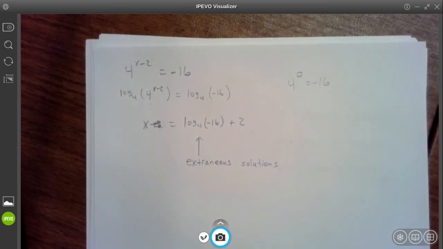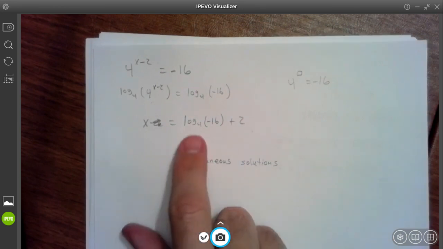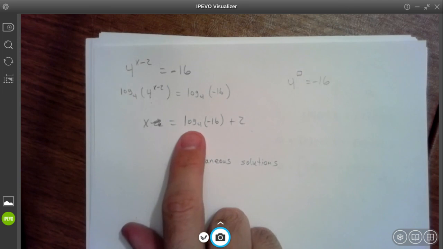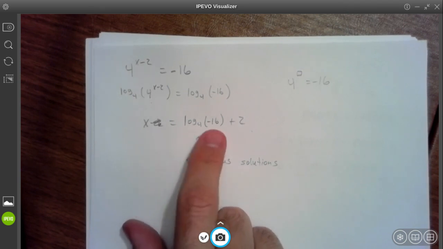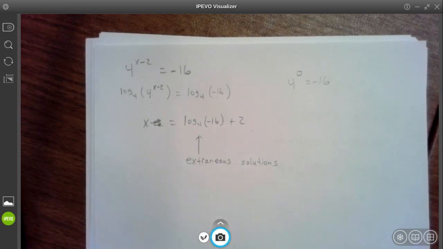Yeah. So sometimes you gotta just keep a good head on your shoulders and remember to look out for stuff like this. You can't take the log of something negative, right? The input for logs always have to be positive numbers.